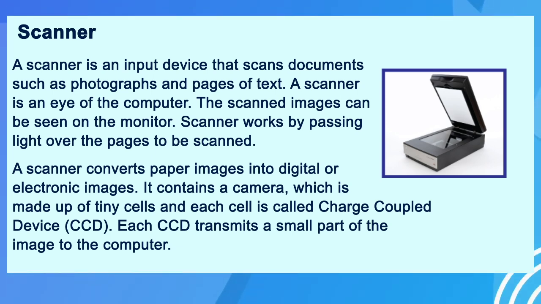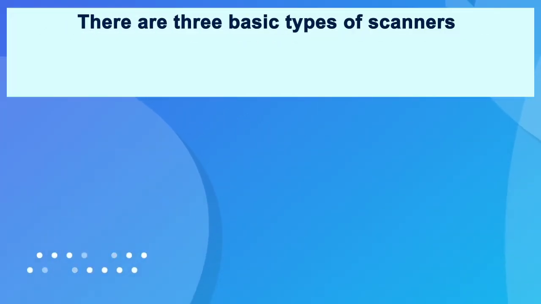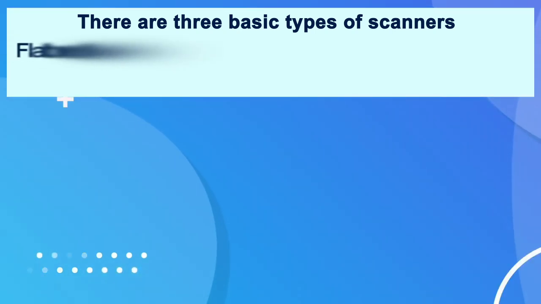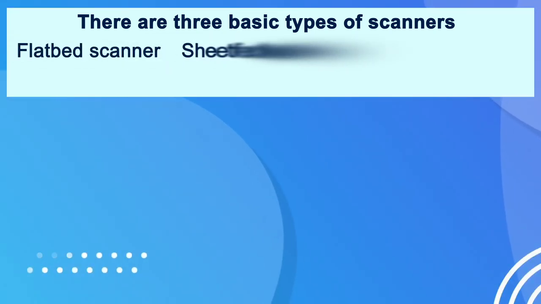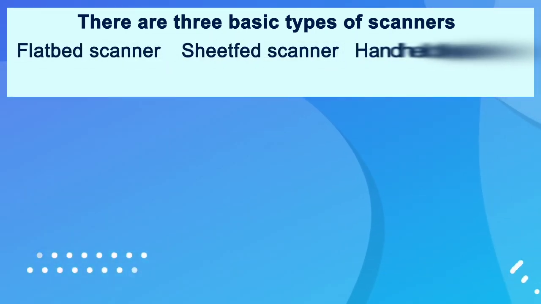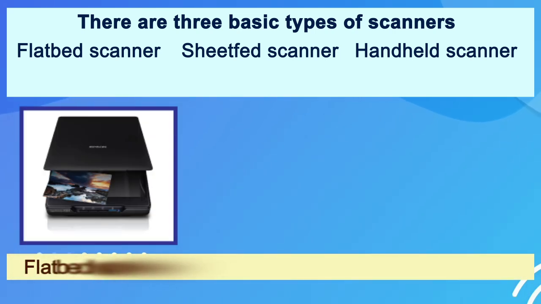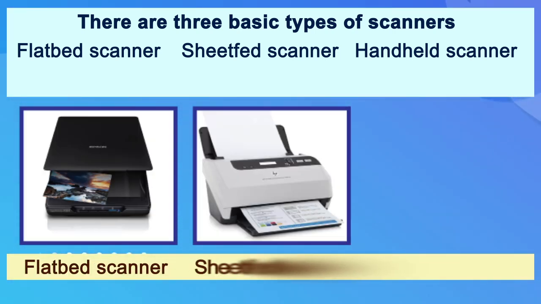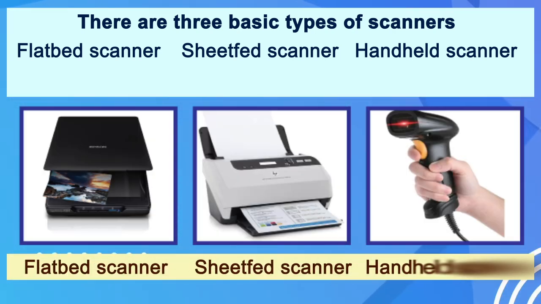It contains a camera, which is made up of tiny cells, and each cell is called charge-coupled device, CCD. Each CCD transmits a small part of the image to the computer. There are 3 basic types of scanners: flatbed scanner, sheet-fed scanner, handheld scanner.